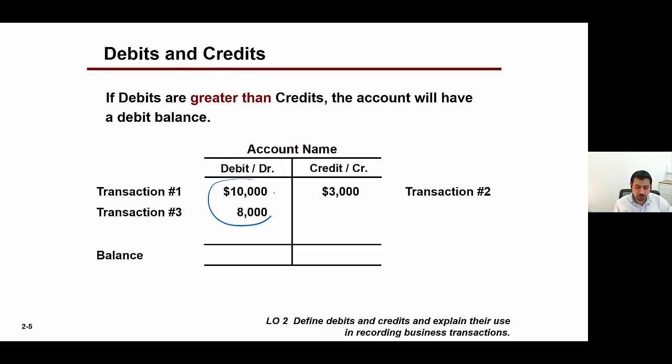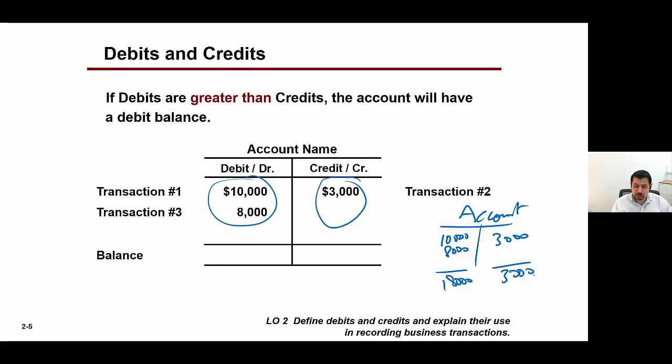We add those two sides, so each side alone. Here we have 18. Basically we have the account, and the account name is always capitalized. We have 10,000 and 8,000, so it's 18,000 on the debit side, and we have 3,000 on the credit side. As a result, the difference between the two is 15,000. And because in this case we have more debits than credits, we say that this account has a debit balance.